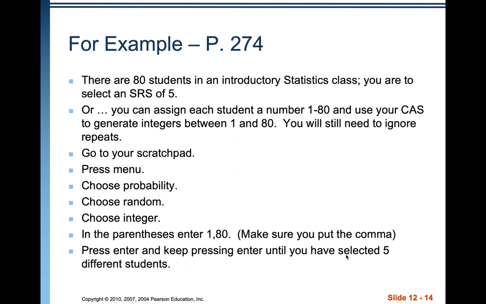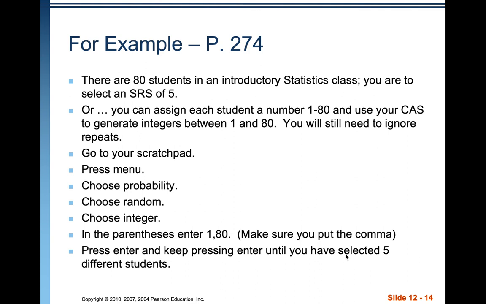Or you've got a third option. You can assign each student a number 1 through 80, and this time we don't have to worry about having the same number of digits, and use your cast to generate integers between 1 and 80. Don't do random number. It gives you a weird decimal thing. You want random integer.